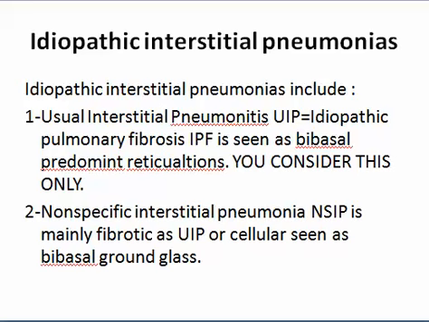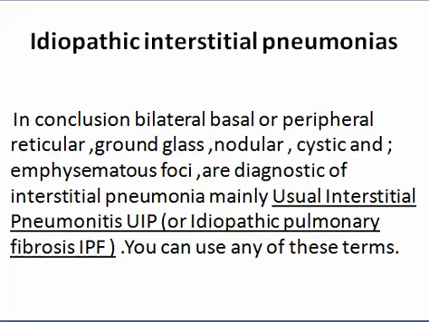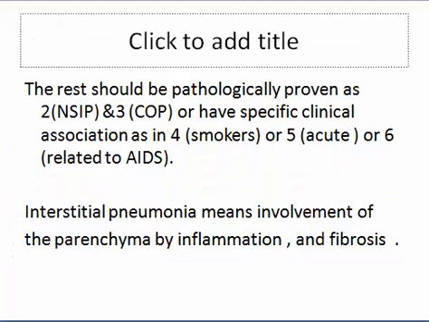In conclusion, bilateral basal or peripheral reticular, ground glass, nodular, cystic, emphysematous changes are diagnostic of usual interstitial pneumonitis, UIP, or idiopathic pulmonary fibrosis, and you can use either of these terms. Either you can say UIP or you can say IPF, and this forms 55% of all patients. The rest should be pathologically proven.